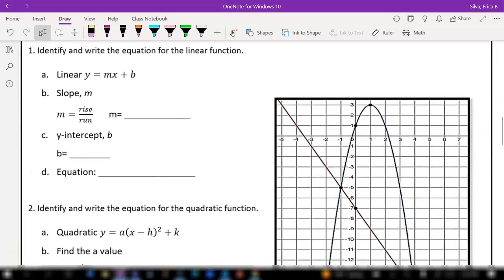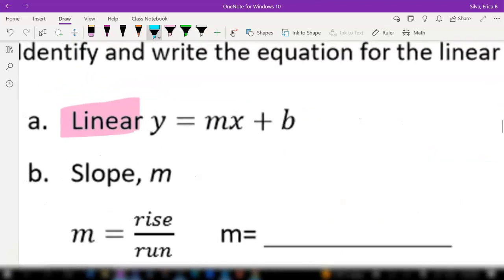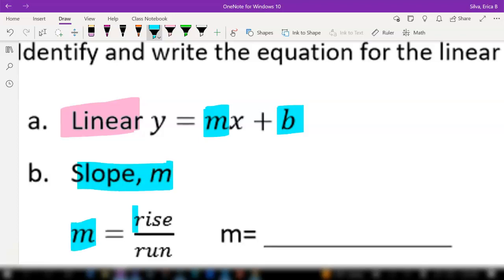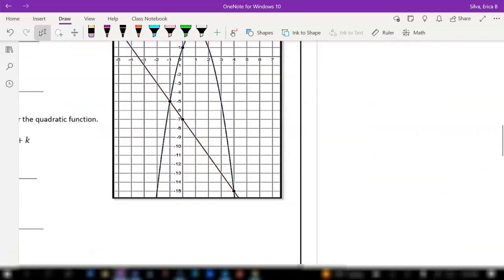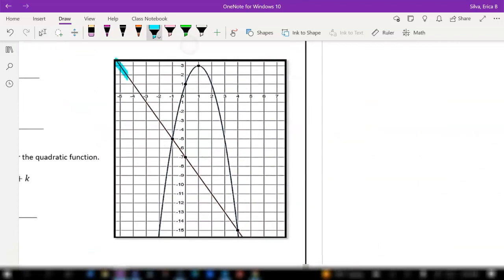All right, let's look at the first one. We're first going to write the equation of our linear function. Now, when we write the equation of a linear function, we need an m and we need a b. The m is my slope, so we need to find the rise over run. Our line is this one right here. So for right now, we're going to ignore the quadratic function.